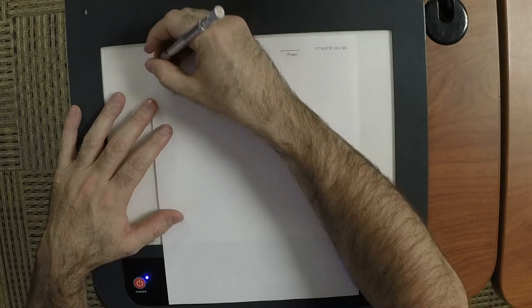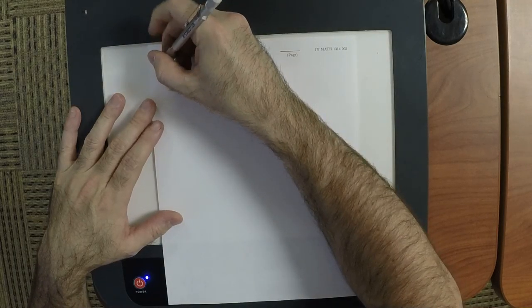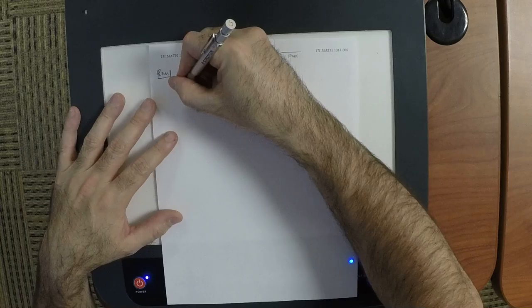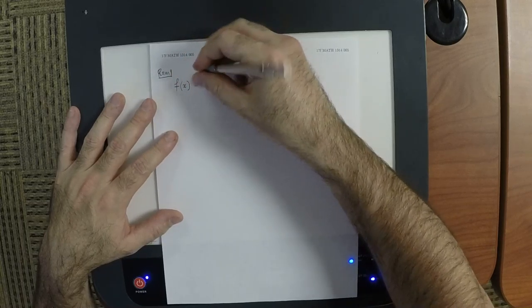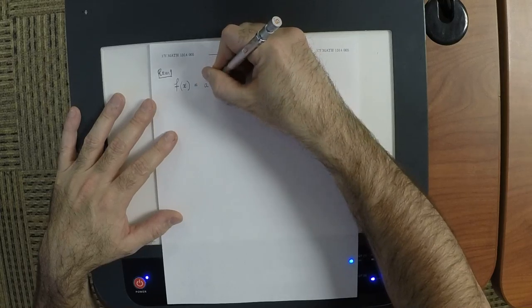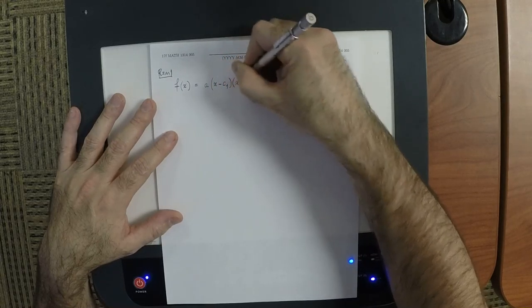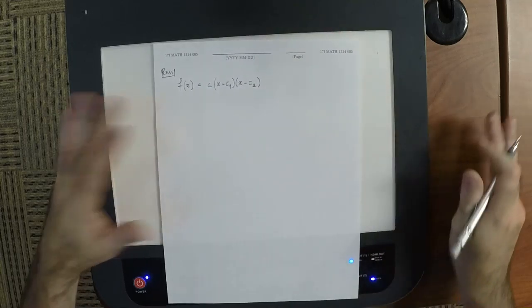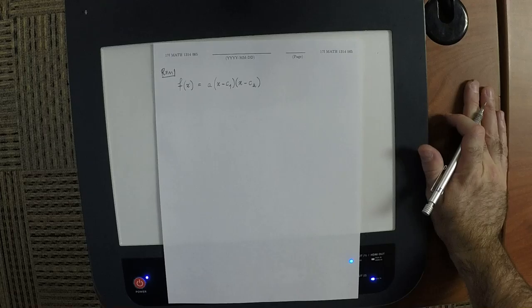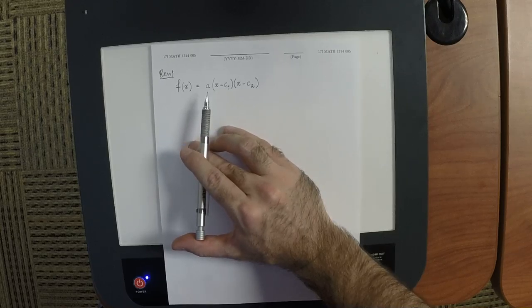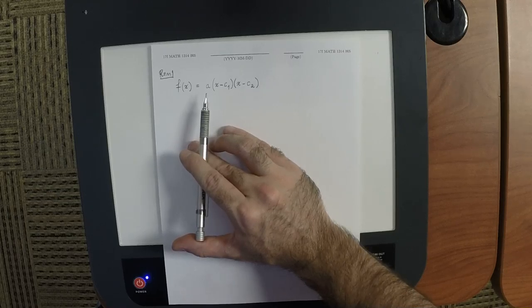Well, let's do this. So, another way to express a quadratic is as follows. You could write the quadratic as a multiplied by x minus c1 multiplied by x minus c2. Okay. So what this a does, this a determines whether or not the resulting quadratic opens down or up in the same way that it always has. If a is negative, then it opens down. If a is positive, then it opens up.